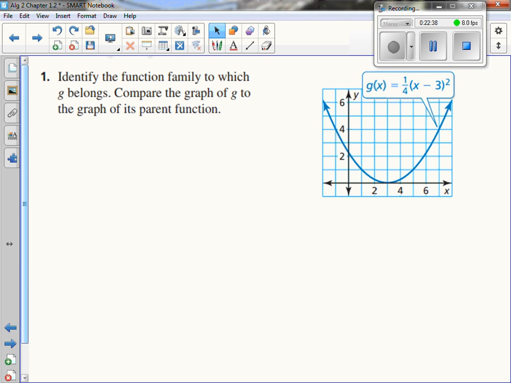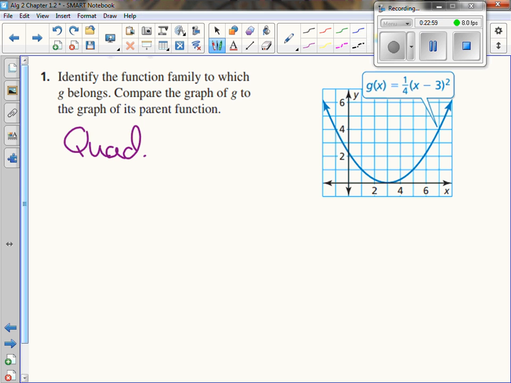I want to look at one more of these here, and then we're going to move on to the next type. So what kind of function does this belong to? What is its parent function? Quadratic. Okay, quadratic. And the reason we know it's a quadratic is because of the U shape. All quadratics will have a U shape to them.